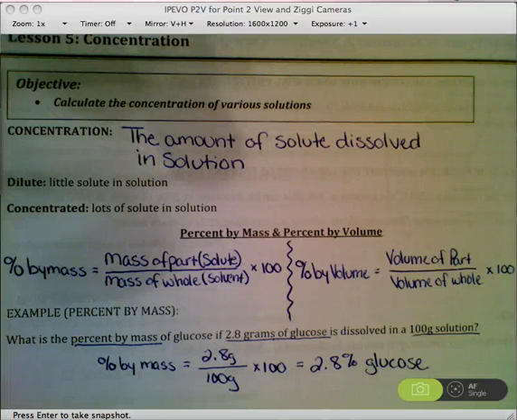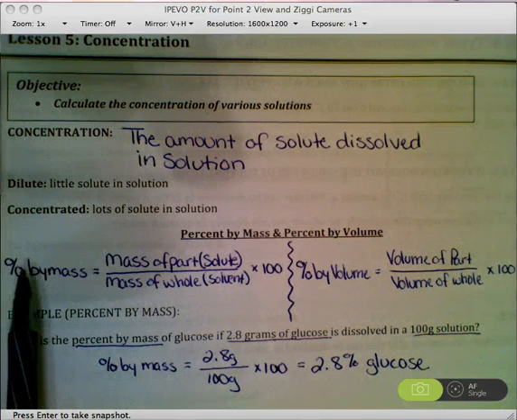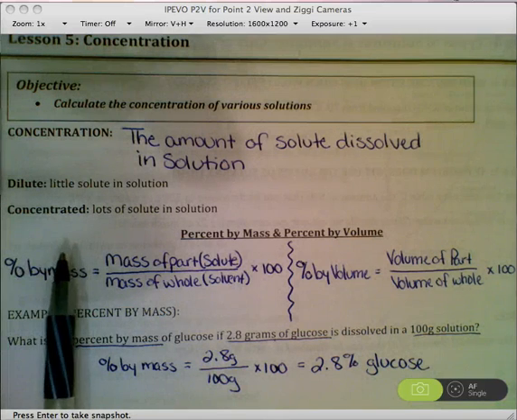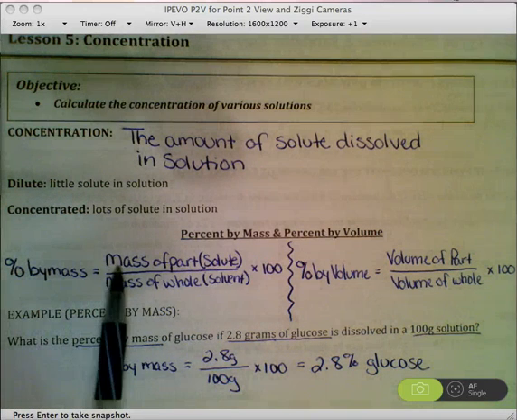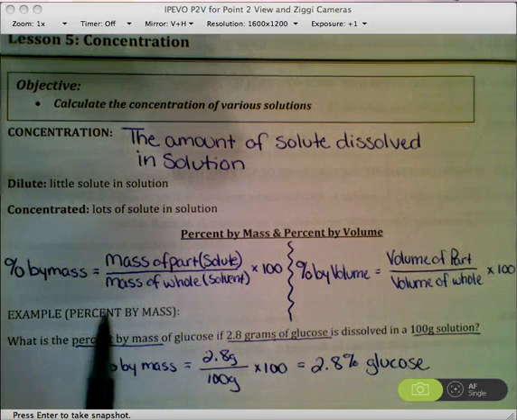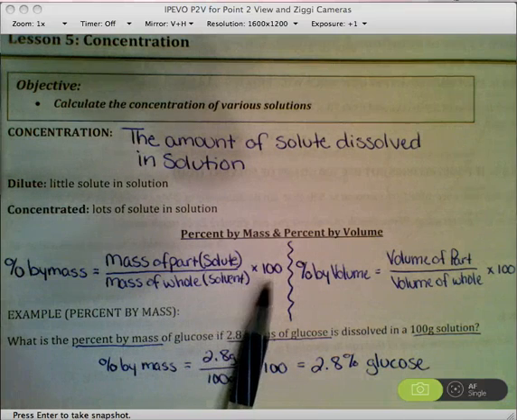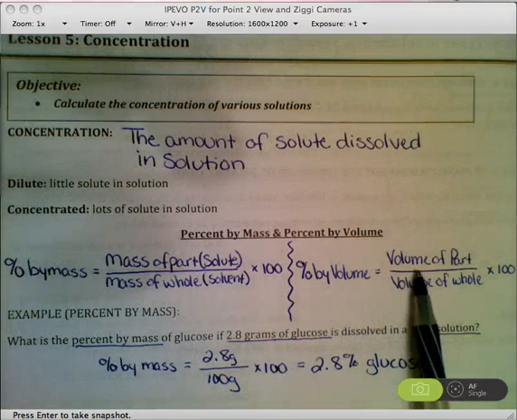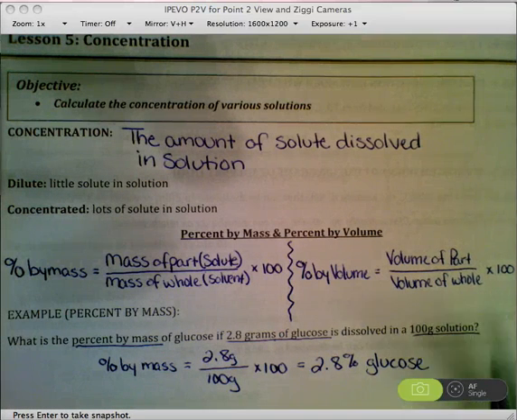All right, lesson 5. Now, concentration is the amount of solute dissolved in solution. For something to be dilute, there's little solute in solution, and concentrated means there's lots of solute in solution. So now we're going to practice calculating percent by mass and percent by volume. So percent by mass is the mass of the part, or the solute, divided by the mass of the whole, which is your solvent, times 100%. Percent by volume is volume of the part divided by the volume of the whole times 100%.